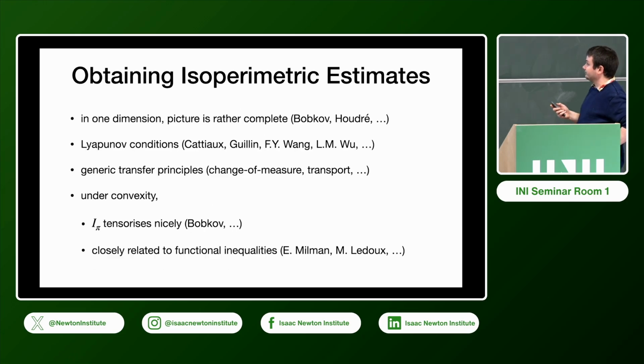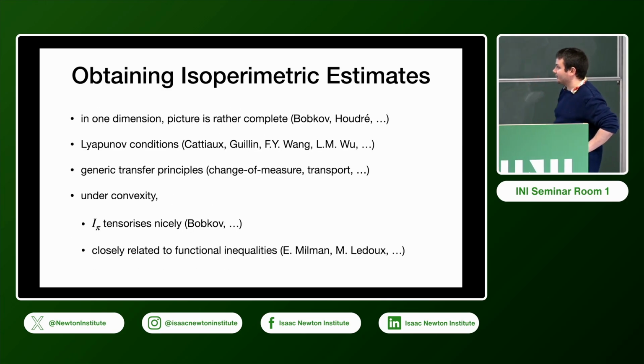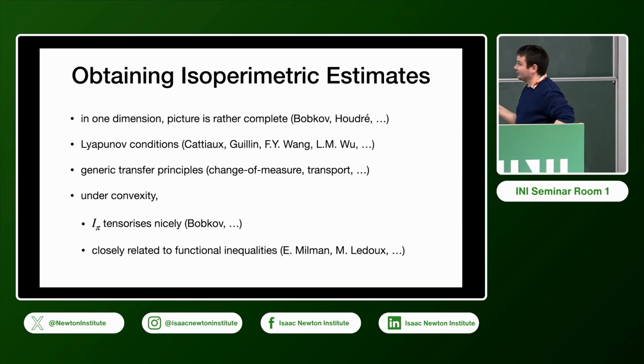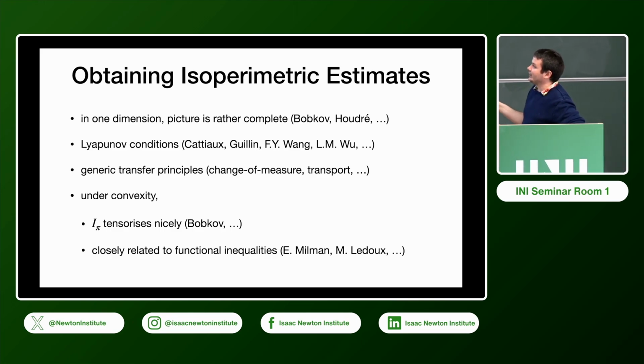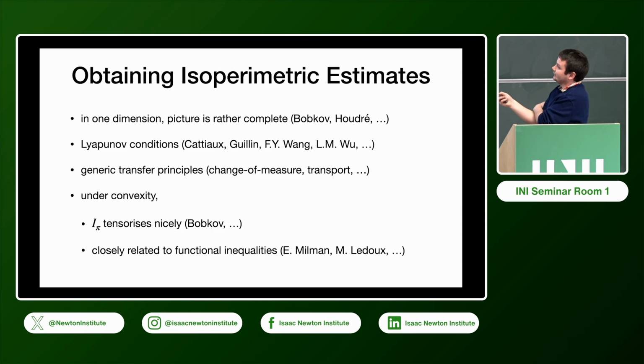Somehow. Okay. So just to give a brief overview of how you actually obtain these estimates. As I said, in one dimension with suitable symmetry assumptions and so on, the picture is rather complete. So there is this monograph of Bobkov and Houdré that does a pretty solid analysis of this symmetric case. I won't go into it, but in a way the asymmetric case is not much harder because one of the two sides is going to be easier than the other and you restrict to that case.